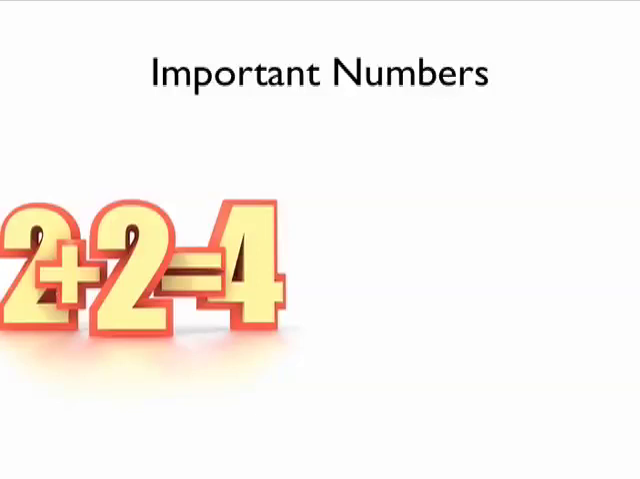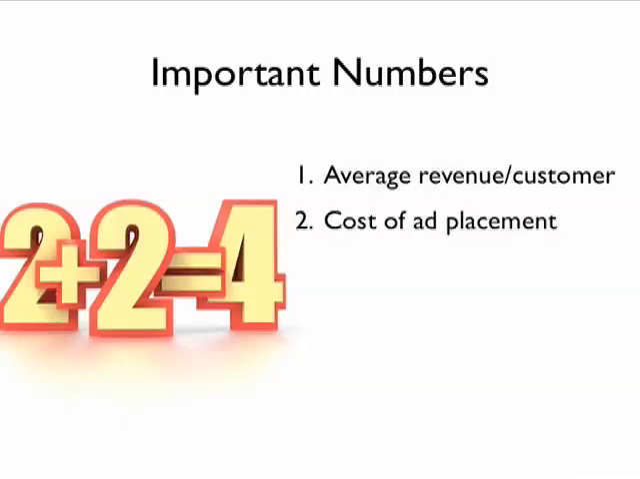There are three important numbers that we're going to figure out before we get into the return on investment. The first number is we want to know what the average revenue per customer is for your business. We also will want to track what the cost of the ad placement was. And the number of offers redeemed, meaning how many of those people came in after they saw your ad and took advantage of your offer. You want to pay attention and track that number as well.